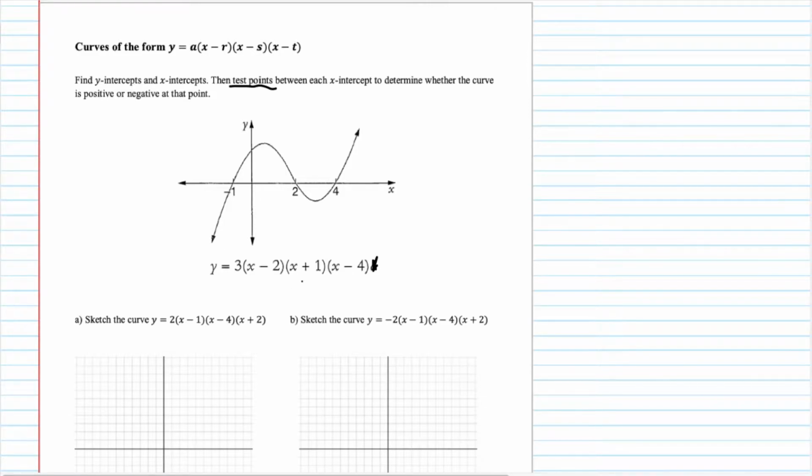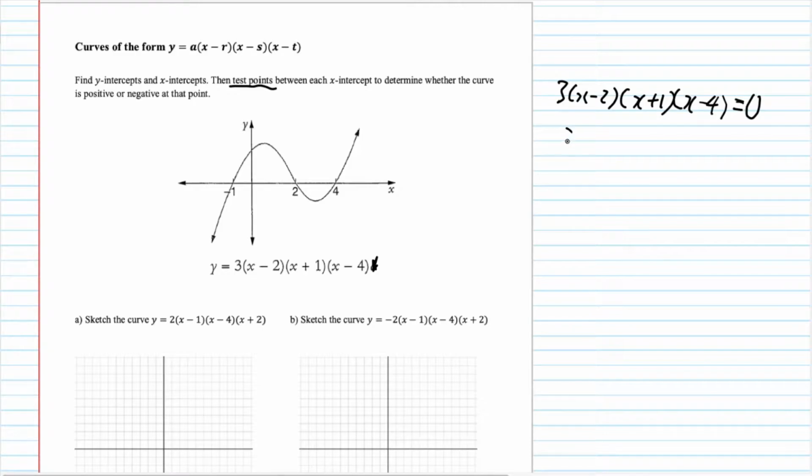Alright, so when it comes to drawing a graph like this, what you need to do is first find the x-intercepts. Now that's very easy, because remember, to find the x-intercepts, you just have to solve the equation 3(x minus 2)(x plus 1)(x minus 4) is equal to 0. Now to solve this, all you need to do is find the values of x such that the value in the bracket is 0.